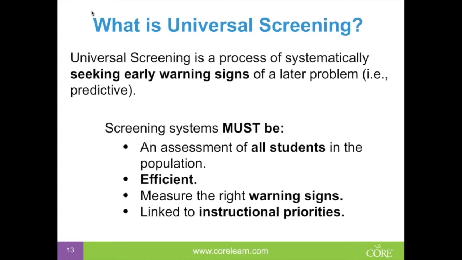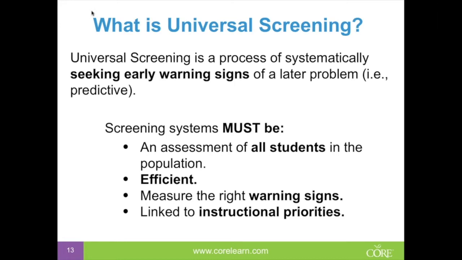They should be efficient. Because we want to stop and take a look at all students, we don't want to take a lot of time away from our activities and our instruction and our engagement of working with students, but we want to be very efficient in how we do that.